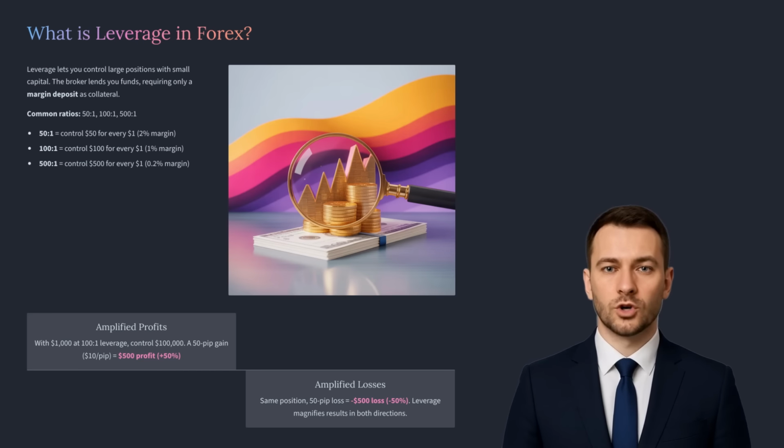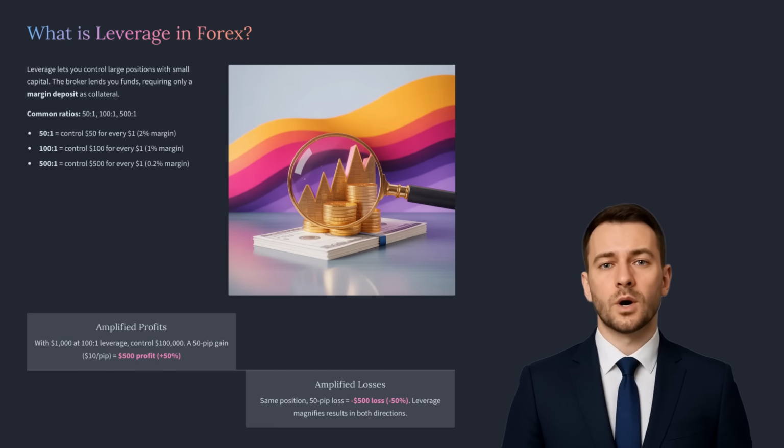How does leverage work in practice? Think of your trading account and broker like this. Your broker is temporarily fronting you the full value of the trade, but they hold a small good faith deposit from you, the margin, to cover potential losses.